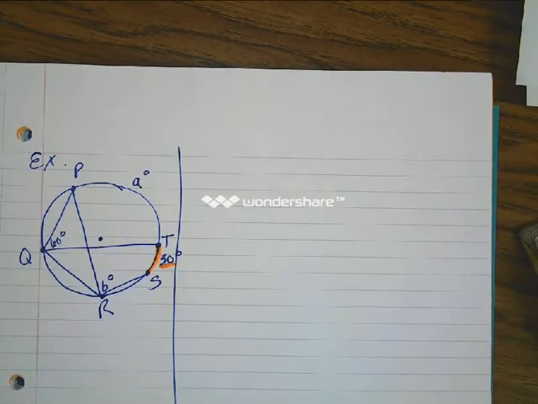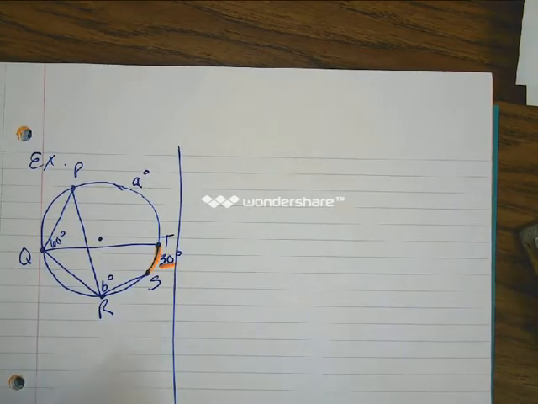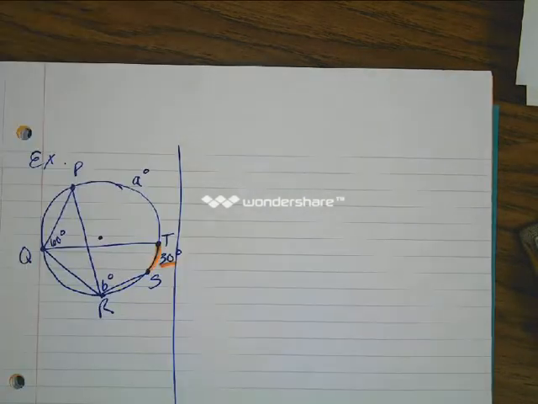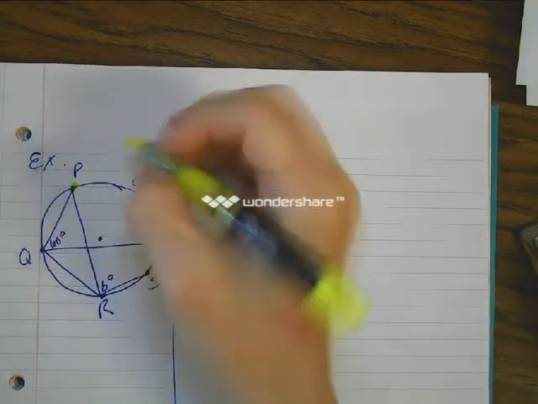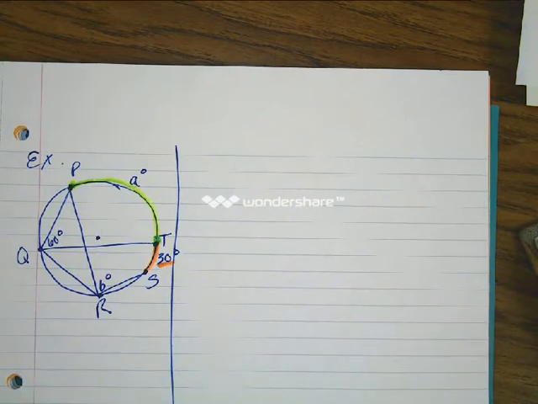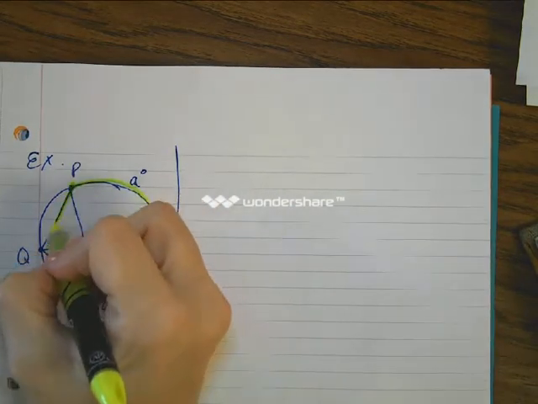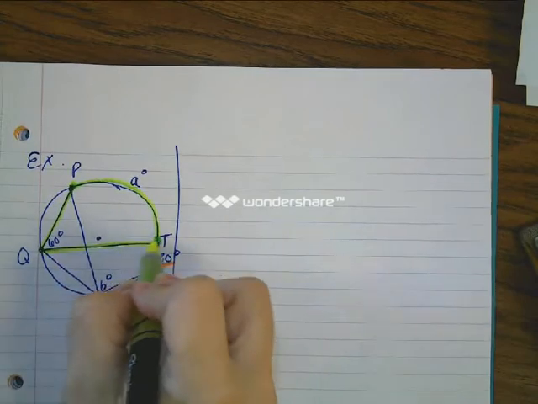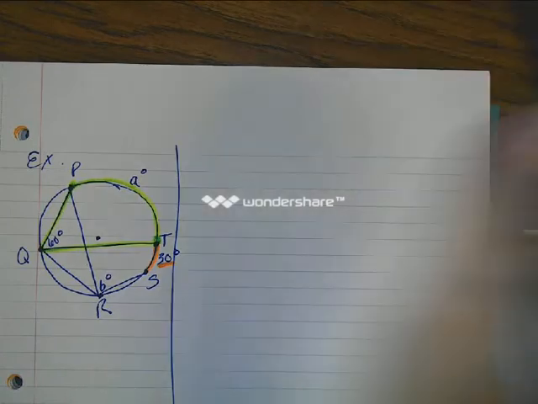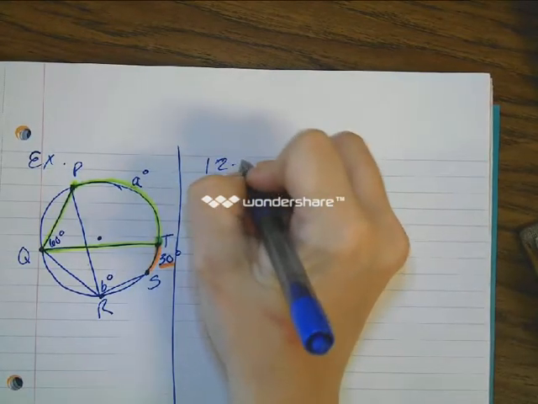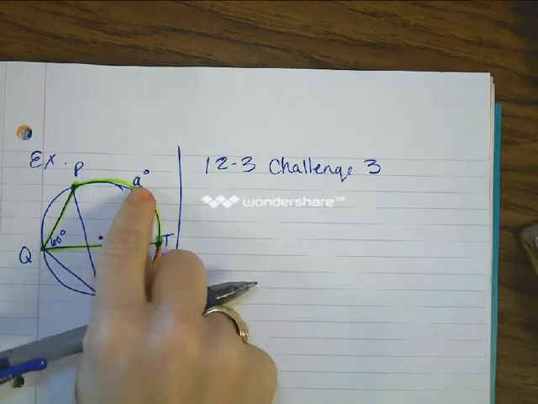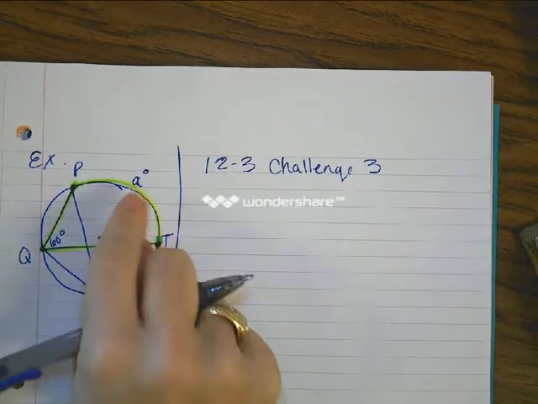We know that arc A starts at this point and goes all the way to this point. And if you notice, this inscribed angle right there intercepts that arc. So, according to 12-3 challenge 3, this should be half of the arc. So to find A, I have to double it. So A is going to equal 60 times 2, which is 120.